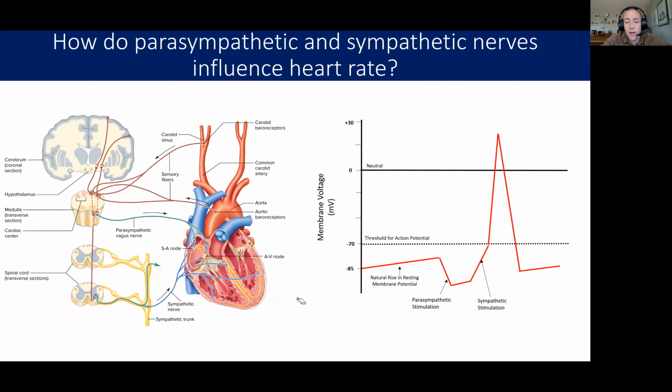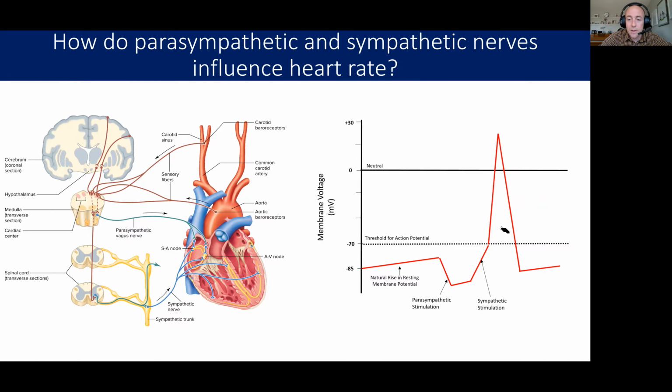So remember, your cardiomyocytes naturally depolarize at a rate. They'll reach threshold on their own without any intervention. Without the brain, they would reach threshold and beat about 100 beats per minute. Now, parasympathetic nerves, like the vagus nerve, will come in and result in a hyperpolarization of the cardiomyocyte. So it gets further from threshold, which decreases beat frequency.